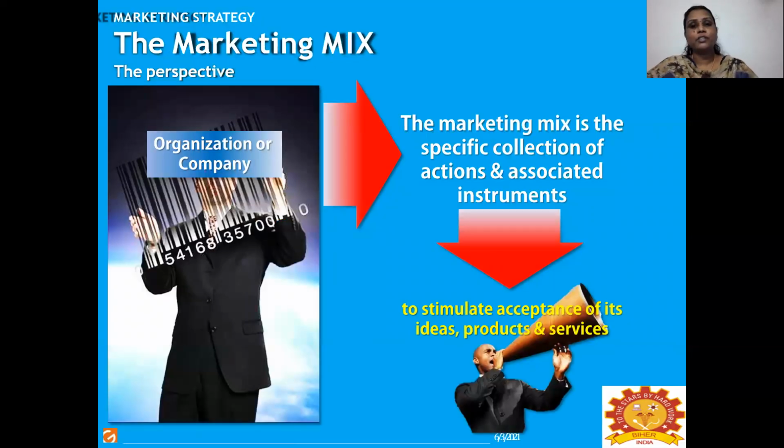And then we have the perspective of an organization towards the marketing mix. From the perspective of an organization, the marketing mix is a specific collection of actions and associated instruments. The instruments are the place, the price, the product, and the promotion, and all these are directed towards the target market. What is the aim behind this activity? It is to stimulate acceptance of the ideas, products, or services that have been marketed. So this is the strategy or perspective of the marketing mix.